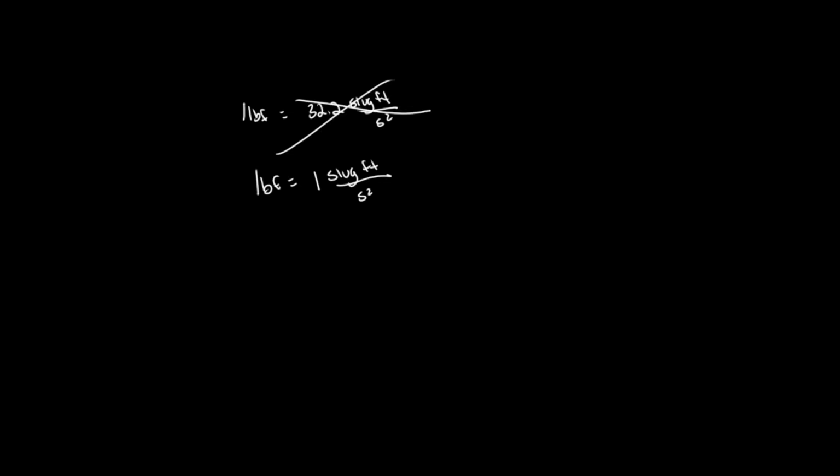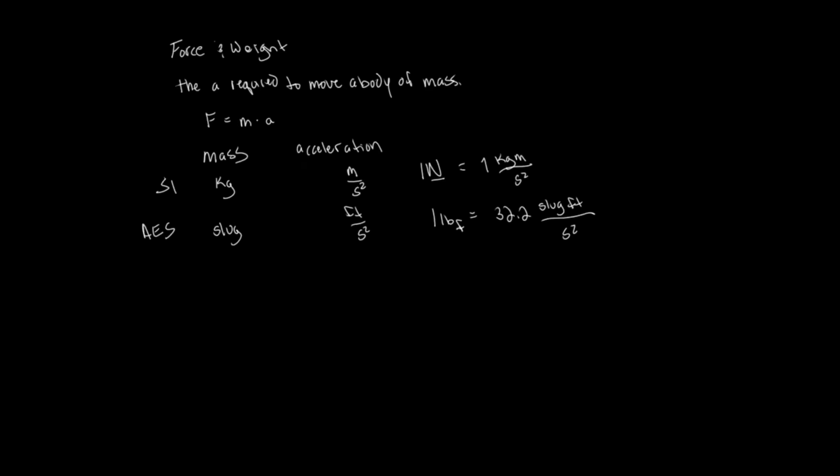Now, why slug? What is slug and why? In solving these problems later on, the more you do them, you're going to learn that it gets very confusing for people when they're dealing with pounds mass and pound force. Because in Earth's gravity, which is 9.81 meters per second squared, or if we convert that, 32.2 feet per second squared. And let's do the conversion real quick just to be sure.